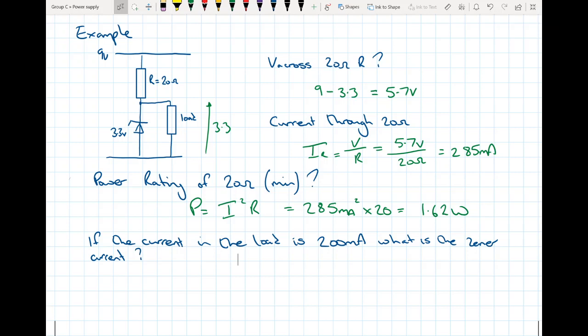So what is the Zener current if our current through the load is 200 milliamps? We've got an overall current of 285 milliamps, so our total current minus the current through our load gives a current through our Zener diode of 85 milliamps. And if we wanted to, we could work out what the power rating of the Zener diode needed to be. Okay, one last question with this example.